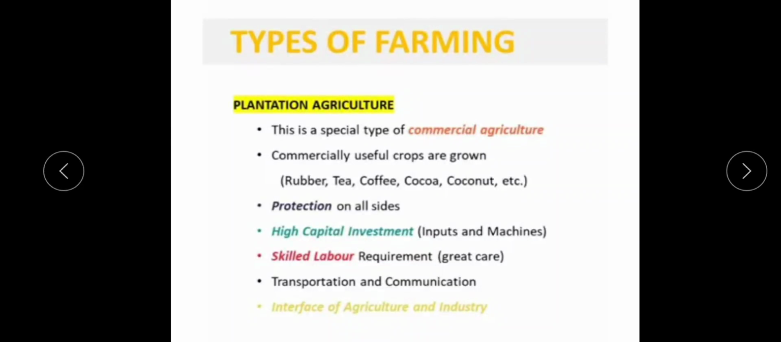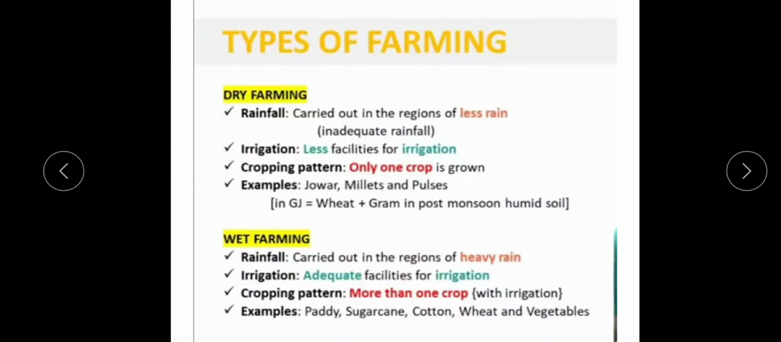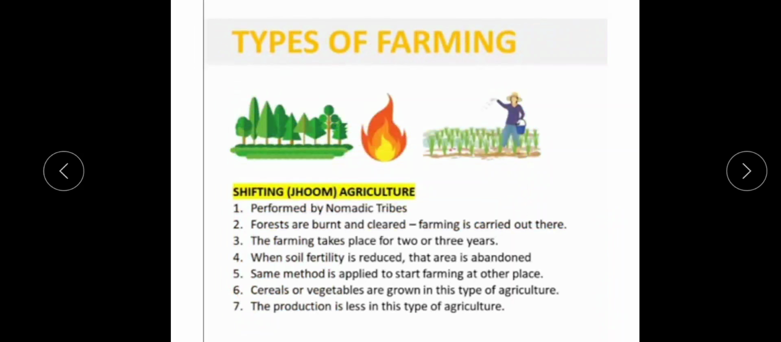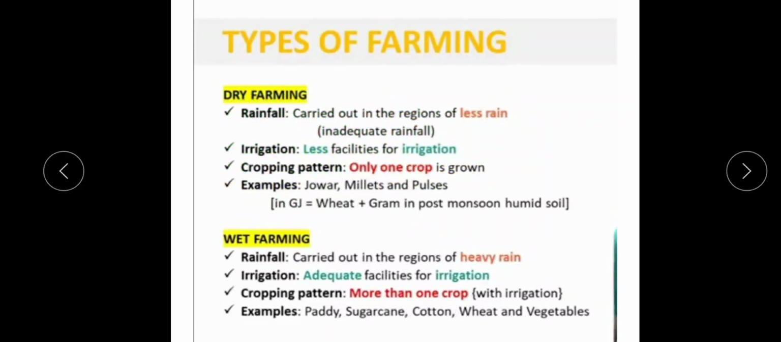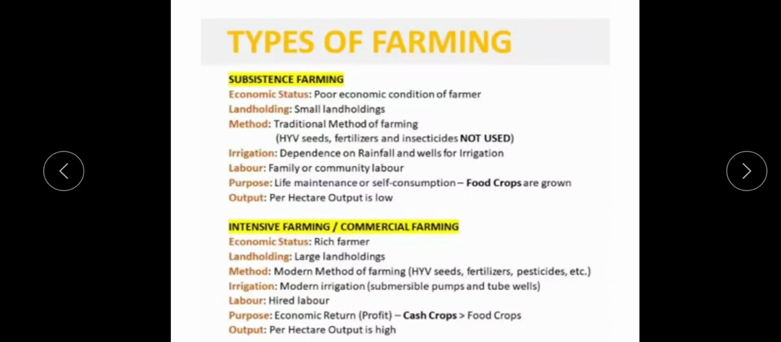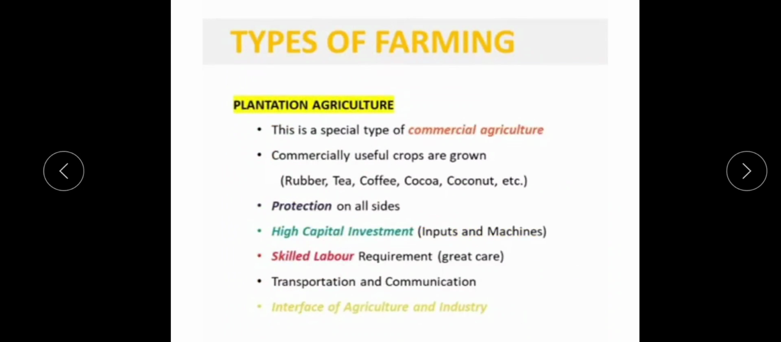So this was all about your types of farming, as we have studied about shifting agriculture, dry farming, wet farming. Then we have studied about subsistence farming, intensive farming, and last about plantation agriculture. In short, we have 6 types of farming. I am repeating again, the 6 types of farming are subsistence farming, intensive farming, dry farming, wet farming, plantation and shifting farming.